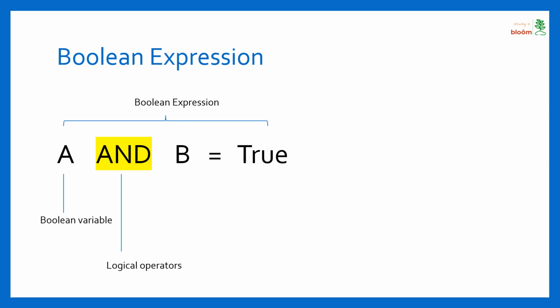So what is a Boolean expression? As you can see, A and B are Boolean variables, and the operation done on A and B is AND. This is the logical operator, and A AND B equals true. This is a Boolean expression. The same can be represented using the full stop. Instead of AND, we can use a full stop.